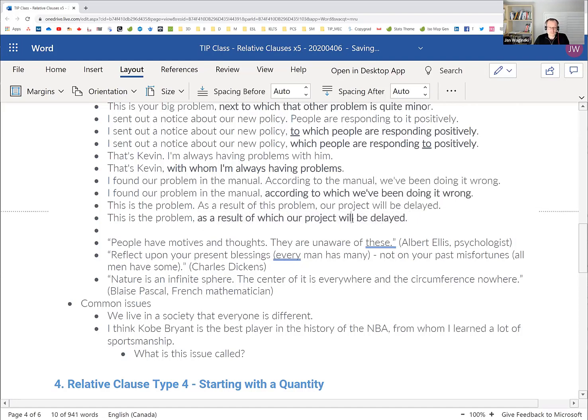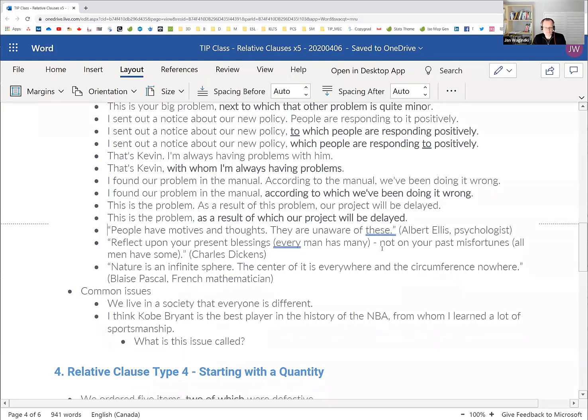Very nice. Okay, and I found a few quotes, and I pulled them apart into these kind of baby sentences, and let's see if we can put the original quotes back together. So Albert Ellis, kind of famous psychologist: people have motives and thoughts. They are unaware of these.